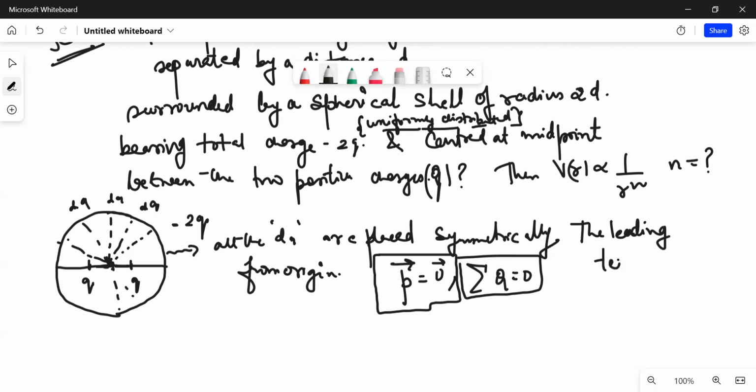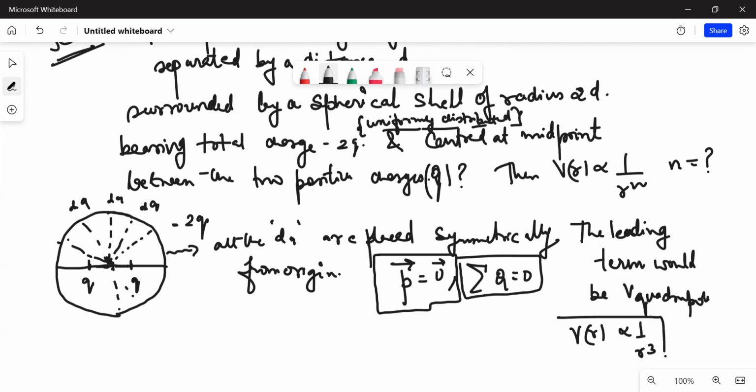Now there is a discrepancy here. The information given to us was not sufficient that we can find the quadrupole moment here. The leading term would correspond to V quadrupole, and in that way I'll write that V as a function of R should be inversely proportional to R cube. So I would need some additional information, probably. Let's say if I just go back and see the question. I think this was the question asked in JEST, if I'm not wrong.